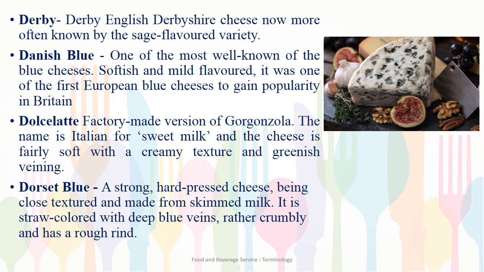Dolce Latte, factory-made version of Gorgonzola. The name is Italian for sweet milk, and this type of cheese is fairly soft with a creamy texture and greenish veining. Dorset Blue, a strong hard-pressed cheese which is made from skimmed milk. It is straw-colored with deep blue veins, rather crumbly, and has a rough rind.